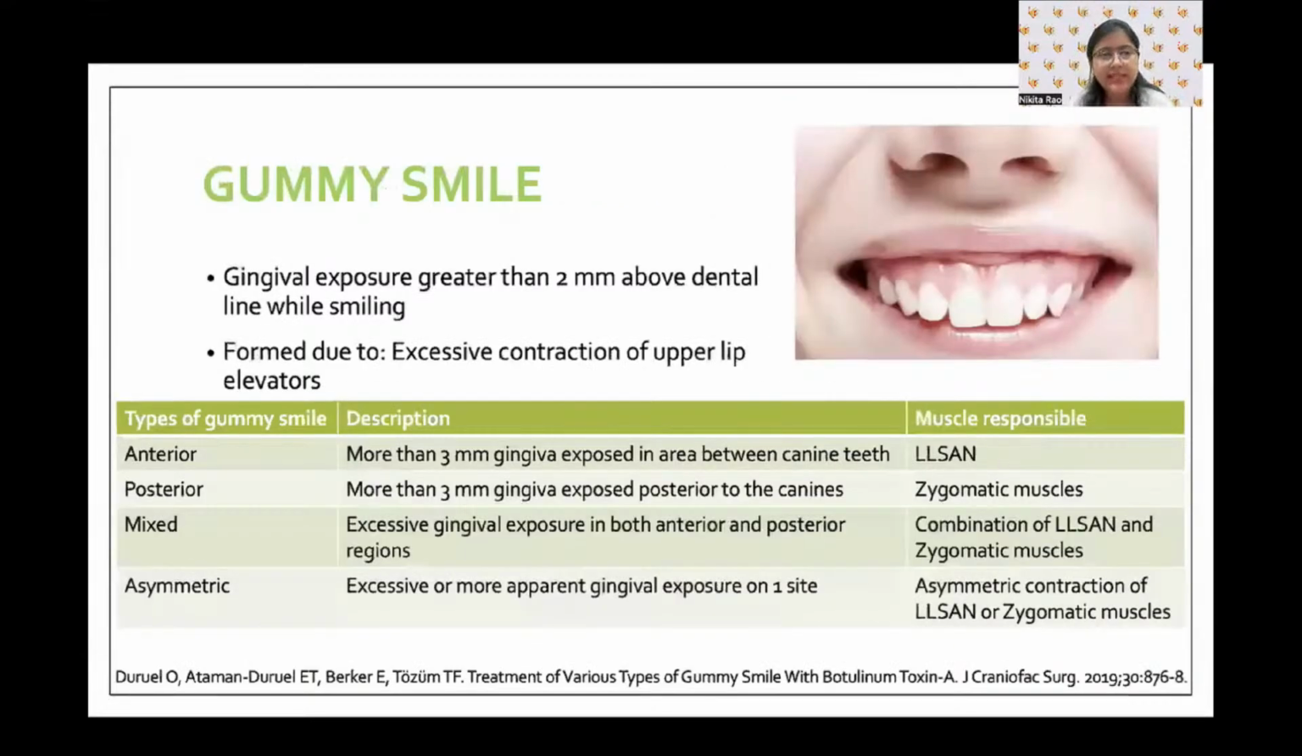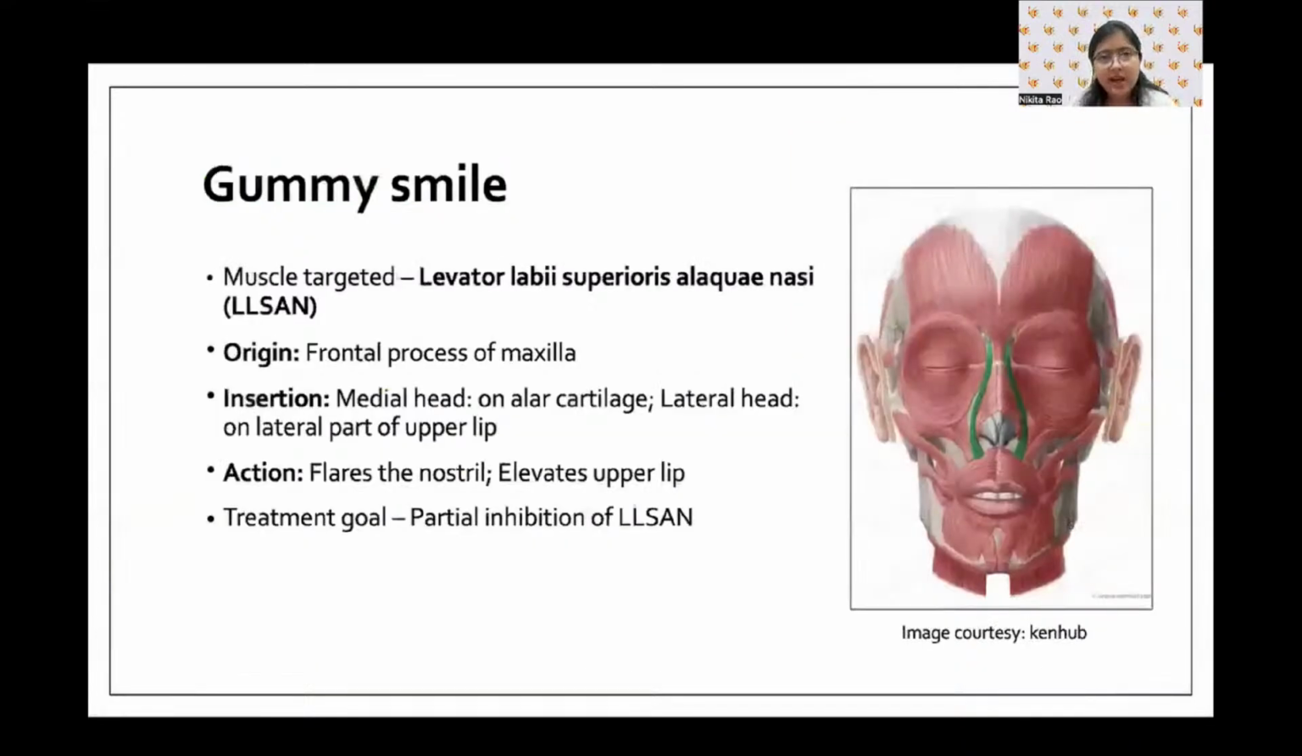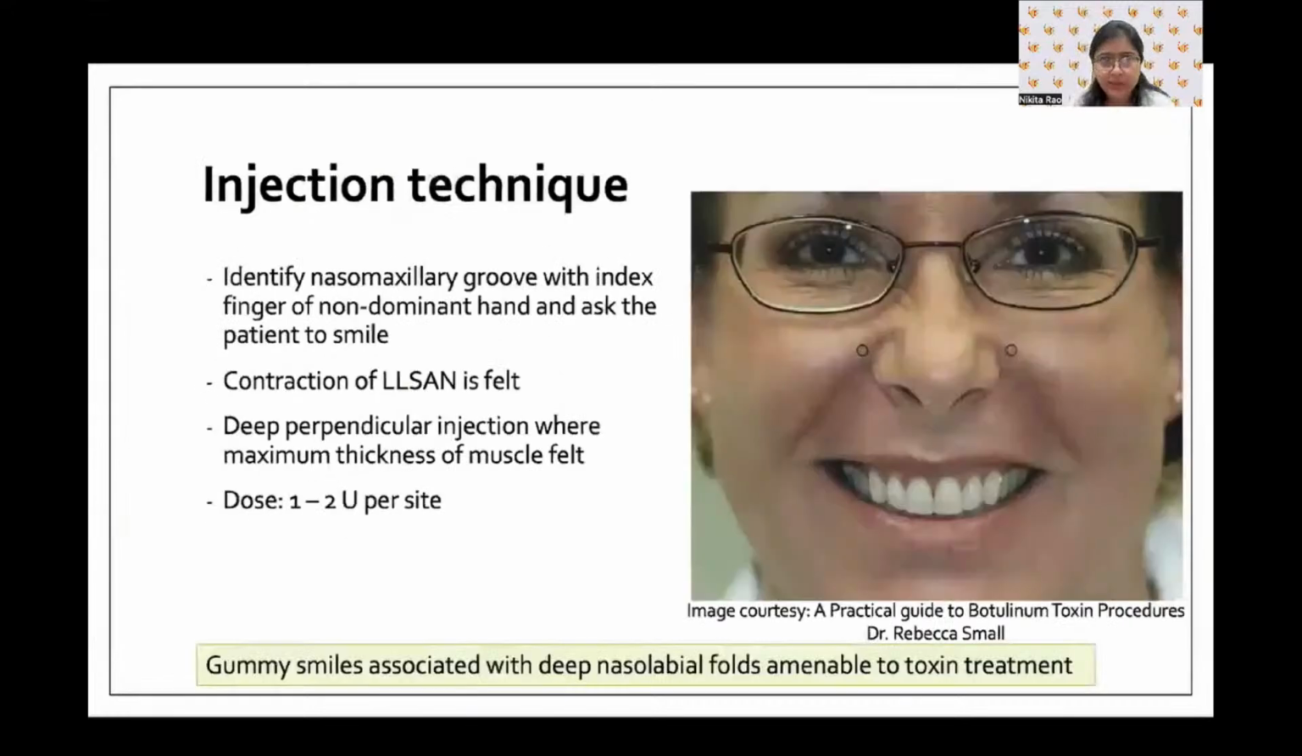First, starting with the gummy smile, it is the gingival exposure greater than 2 mm above the dental line while smiling and is formed due to the excessive contraction of the upper lip elevators. Depending on the pattern, it can be of various types like anterior, posterior, mixed and asymmetric. The muscle targeted here is the levator labii superioris alaeque nasi, with the treatment goal being its partial inhibition. This muscle originates from the frontal process of the maxilla and inserts medially on the alar cartilage and laterally on the lateral part of the upper lip, causing flaring of the nostrils and the elevation of the upper lip.